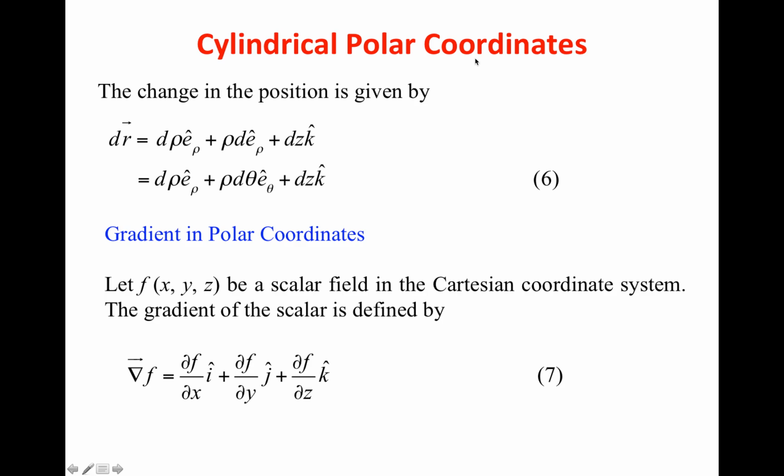So you see, you have another term coming in when I take the change in the position in cylindrical polar coordinates. Let us also represent the gradient in polar coordinates. Recall that if f is any scalar field in the Cartesian coordinate system, then the gradient of the scalar is defined as the operator del operating on the scalar field f, and you get a vector quantity, represented as the rate of change of f with respect to x in the direction of x, plus the rate of change of f with respect to y in the direction of y, plus the rate of change of f with respect to z in the direction of z.